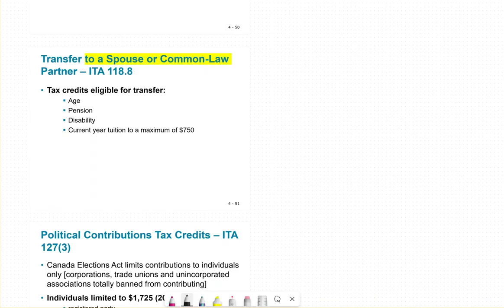Now, some of the credits are transferred to your spouse or common-law partner. What are those two? Those are age, pension, and disability, and current year's tuition, maximum of 750. We said you're allowed to transfer 5,000. 15% of that will be 750.